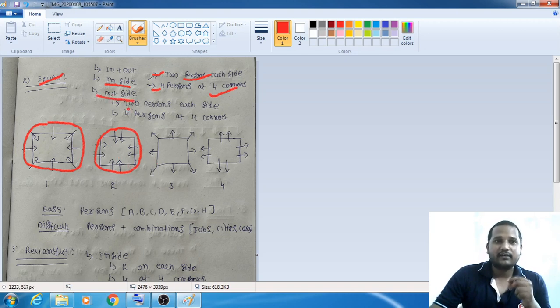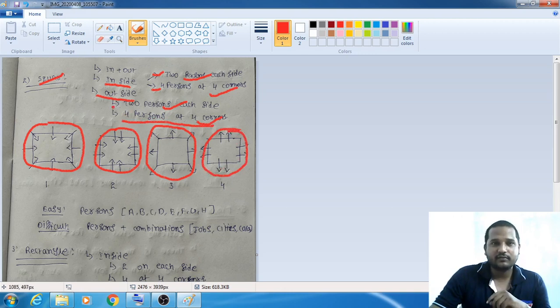The next model is all facing outside. This also has the same two types as inside facing. The first one is two persons sitting on each side of the table, and the second is four persons at four corners. So the third image belongs to all facing outside, with four persons sitting at four corners. Next, the fourth and last diagram belongs to all facing outside, with two persons sitting on each side of the table. This is everything about square.